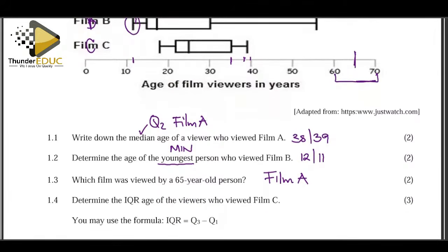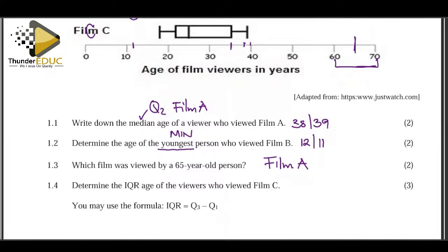Continuing again about the box and whiskers, we look at what we call the IQR, the interquartile range. They've already given us a formula, so all we need to do is to substitute in the interquartile range of C. So we look for Q3 of film C, it's here. Then we have to look also for Q1. Q3 is in between 30 and 40. This could be 35 or 36.